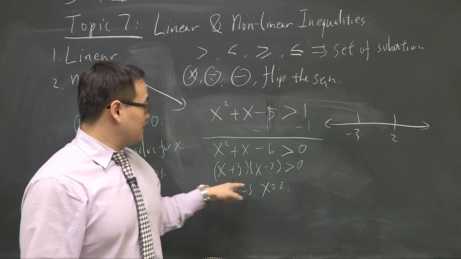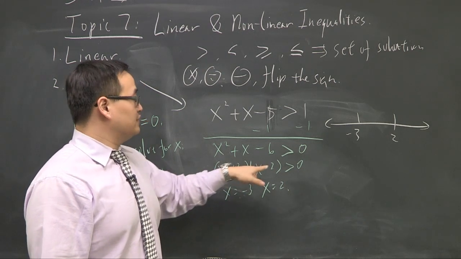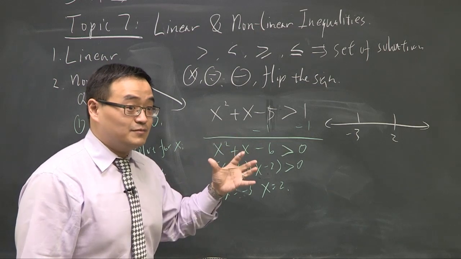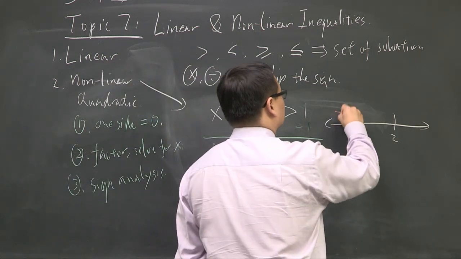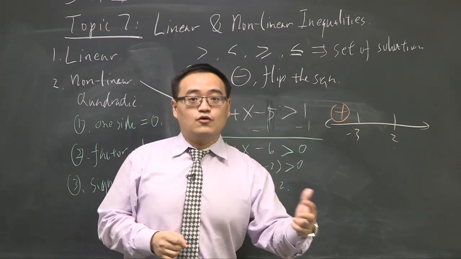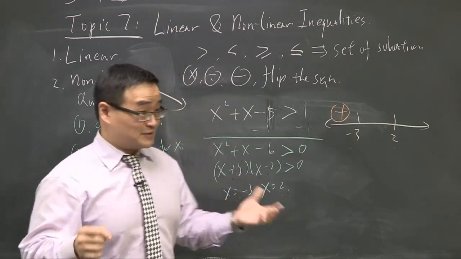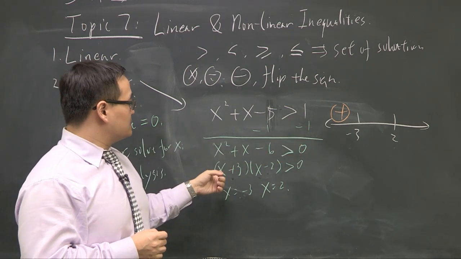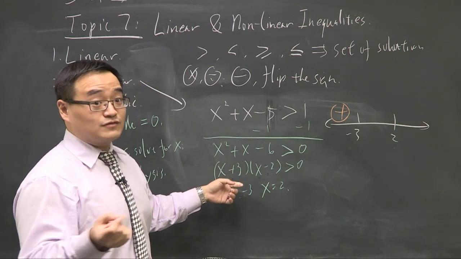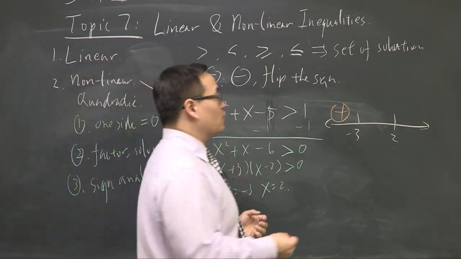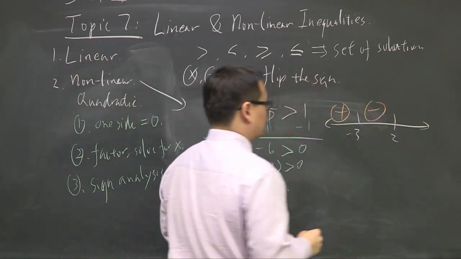If I plug in negative 10, this is going to be negative, this is going to be negative, so the product of two negatives is going to be positive. Slap a positive on it. Done. Pick a number between negative 3 and 2. My favorite number is 0, and 0 is between negative 3 and 2. If we pick 0 here, 0 plus 3 is positive, 0 minus 2 is negative. So the product will be negative.